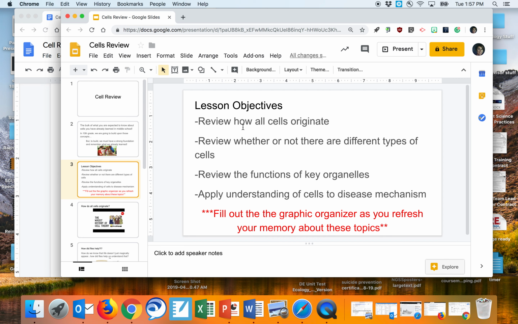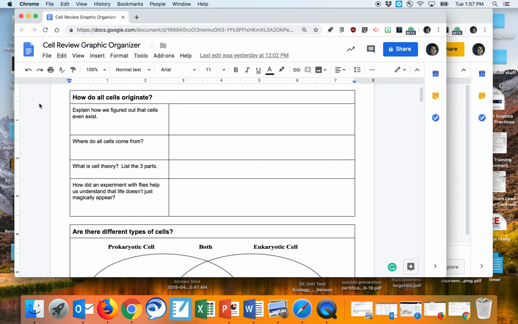Now, as you're going through your review, I would like for you to create something that you can use as notes to study with. So you'll see on Schoology, you have a link to the graphic organizer. This graphic organizer will help make sure that you are capturing key information that you need to gather as you go through this activity. So the headings go along with the activities. As you go through, you'll complete the graphic organizer and then be able to use this to study with.